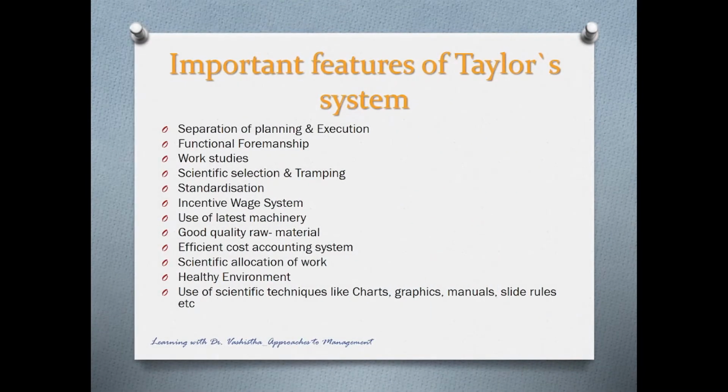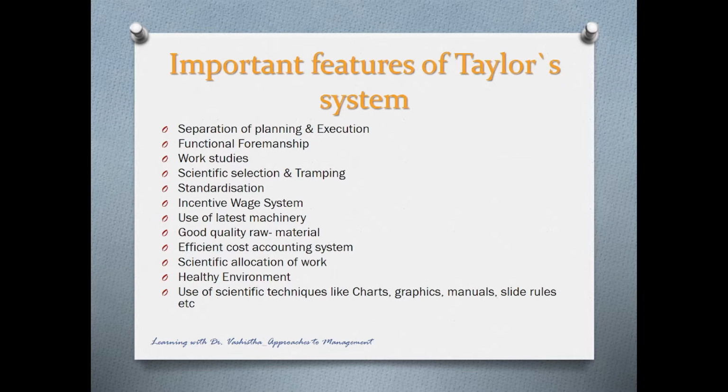So these are the important features of his system. He talked about the separation of planning and execution. The two departments shall be completely different from each other. There has to be interdependence and coordination, but there has to be a separate independent department for planning and similarly for the execution part. Then he talked about functional foremanship, where there has to be specialized foremen, appointed on each and every level.